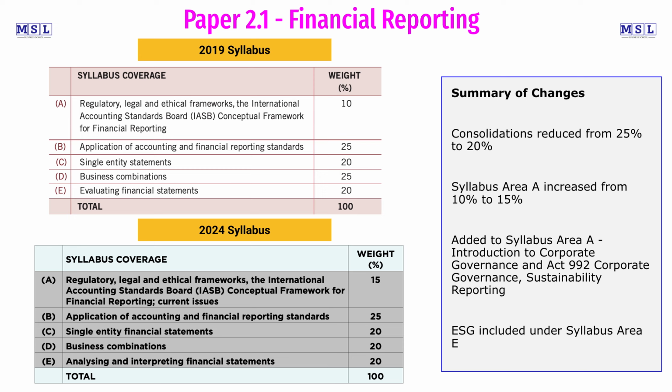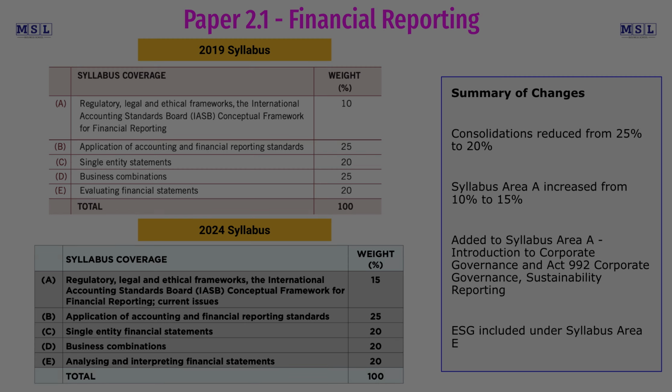Then the final cosmetic change is syllabus area E. It still stays 20 marks, but students knew that to just be about what? Preparation of ratio analysis and writing a report. The syllabus has added ESG, environmental, social, and governance concerns in terms of the stakeholders you need to consider, right, as part of syllabus area E. But apart from that, financial reporting has not seen much of a change.